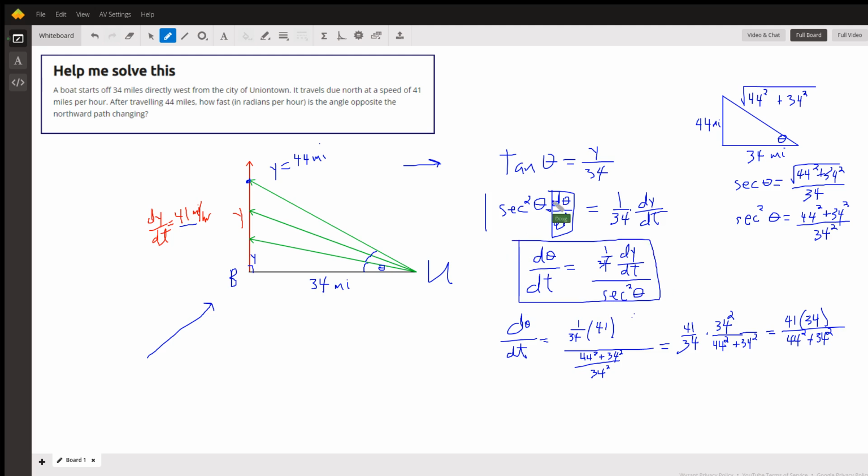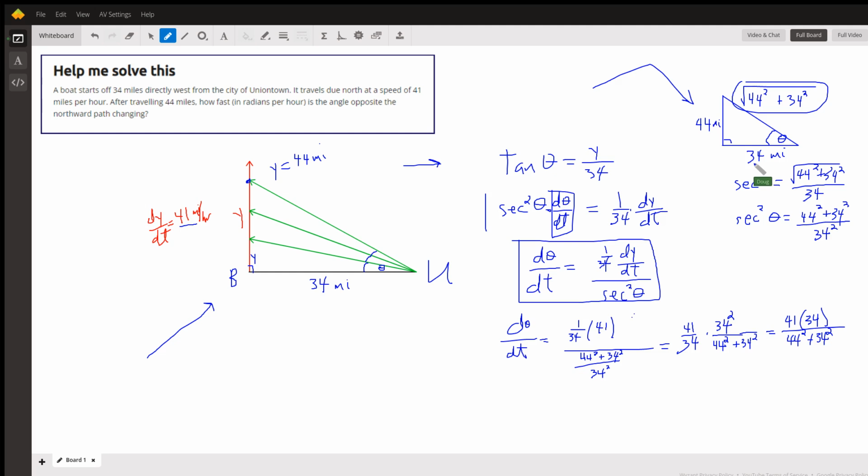And at a given instant of time, when y equals 44, this little diagram illustrates the situation. Still 34 miles horizontal distance, this vertical distance has become 44 miles. And at that point in time, the hypotenuse using the Pythagorean theorem is the square root of 44 squared plus 34 squared. That allows us to calculate secant squared of theta. We don't actually have to determine what theta is.